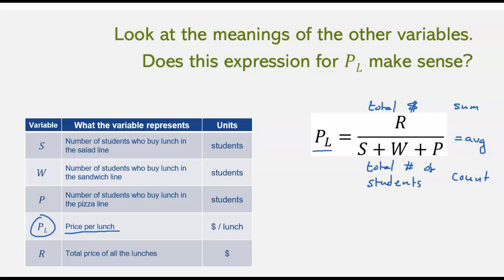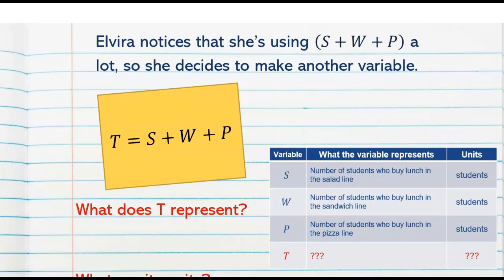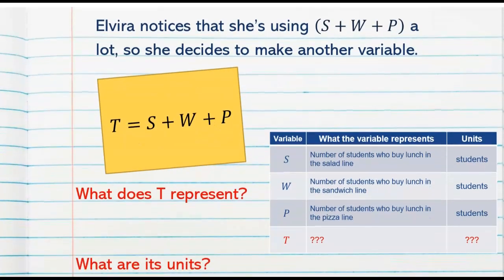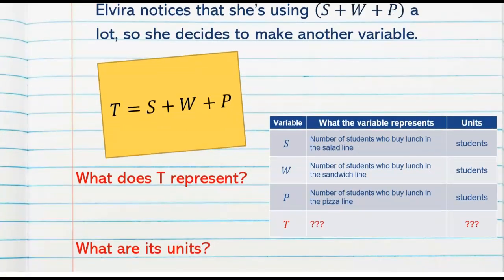So one final quick thought from Elvira. Elvira notices that she's using S plus W plus P a lot. We're using this term a whole bunch, and maybe it would make sense to turn this into a variable on its own, so we can just put that in place of this whole expression. So what does T represent? We've been talking about it throughout this lesson. What do you think? What does T represent?